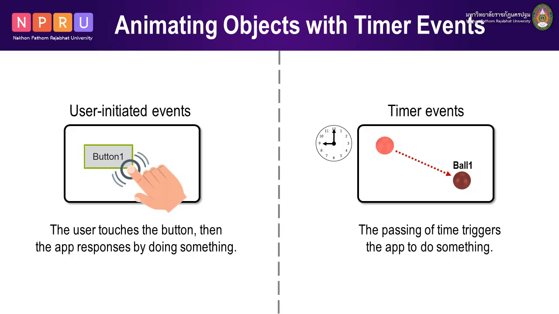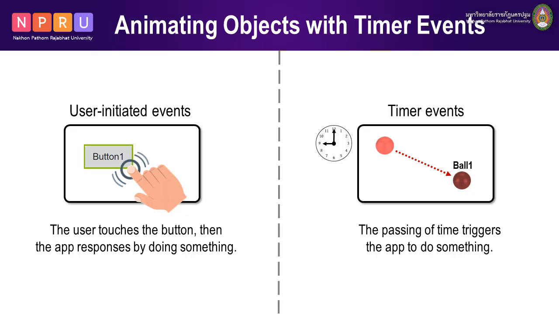Button clicks and other user-initiated events are simple to understand. The user does something, and the app responds by performing some operations. Timer events are different though, because they are not triggered by the end user, but instead by the passing of time. We need to conceptualize the phone's clock, triggering events in the app instead of the user doing something.